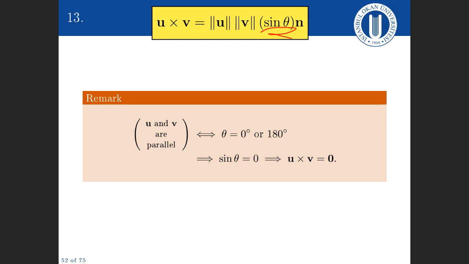Remember this idea for next week when we start talking about more projections. If we try to find if two vectors are parallel, we calculate the cross product and we see if we get the 0 vector.